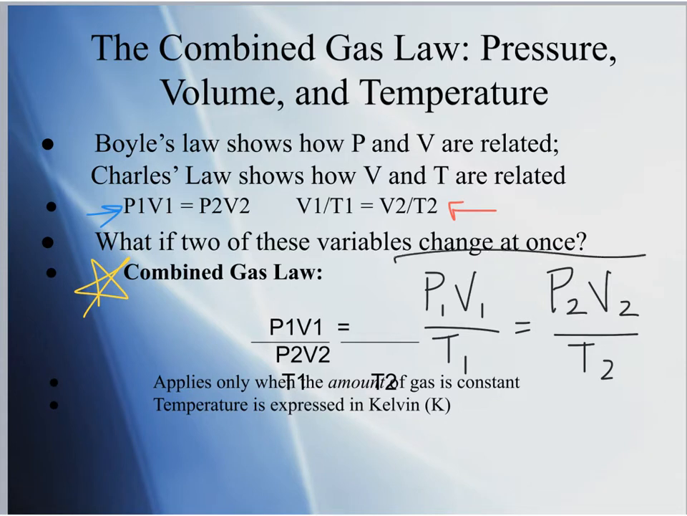So this is what we call the combined gas law, when we take a look at pressure, temperature, and volume all at the same time. Okay, so this law can apply when the amount of gas stays constant. So that means that there's no leaks inside the container that we're looking at, before and after we apply different pressures, temperatures, or volumes. So we've got no leaks, no excess gas coming in, no excess gas leaking out of the system.